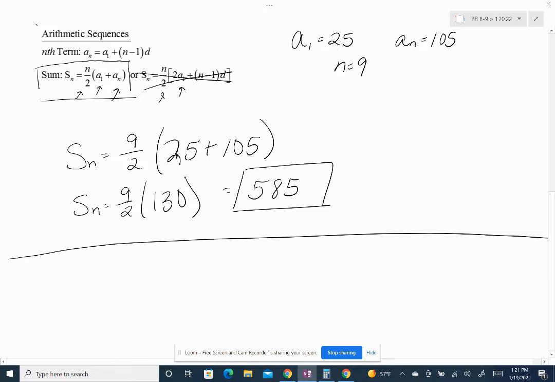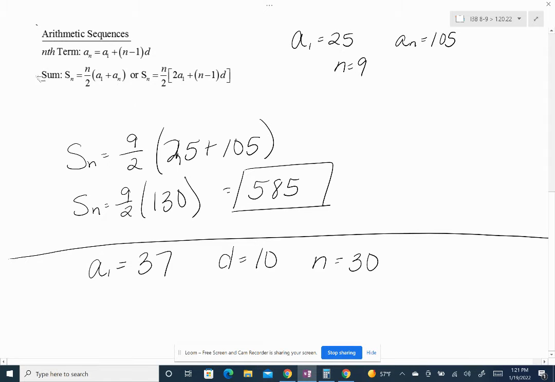Okay, let's take a look at another one. So let's say I had the first term 37, my d is 10, and my n is 30. I'm going to erase this up here so we can see the formulas again. The only one that has d is going to be this one right here. So we're going to be using this formula right here. Actually, let me rewrite these formulas next to which ones we actually did.